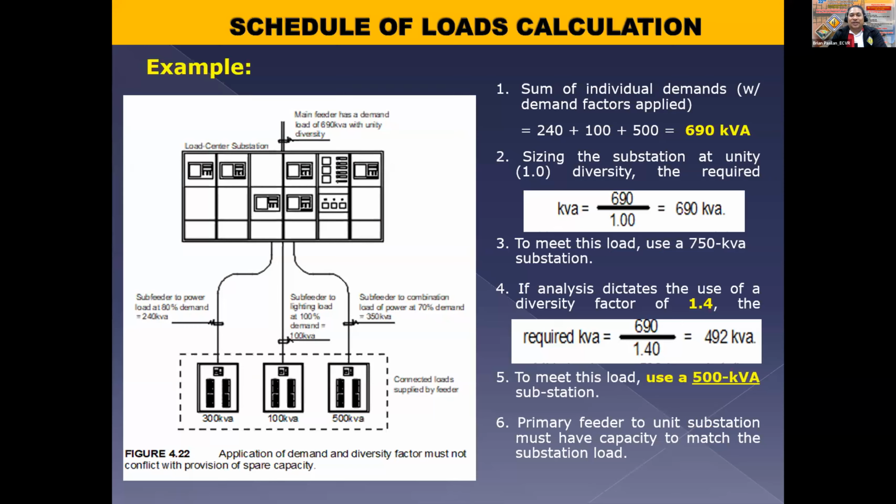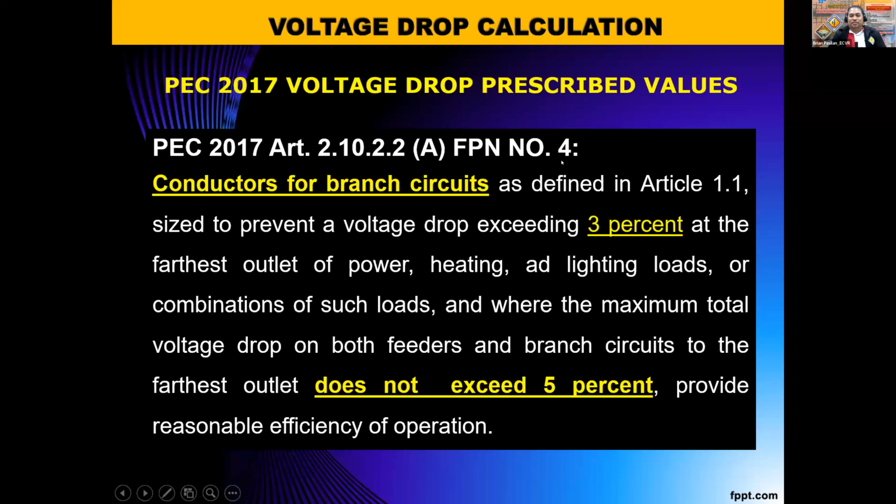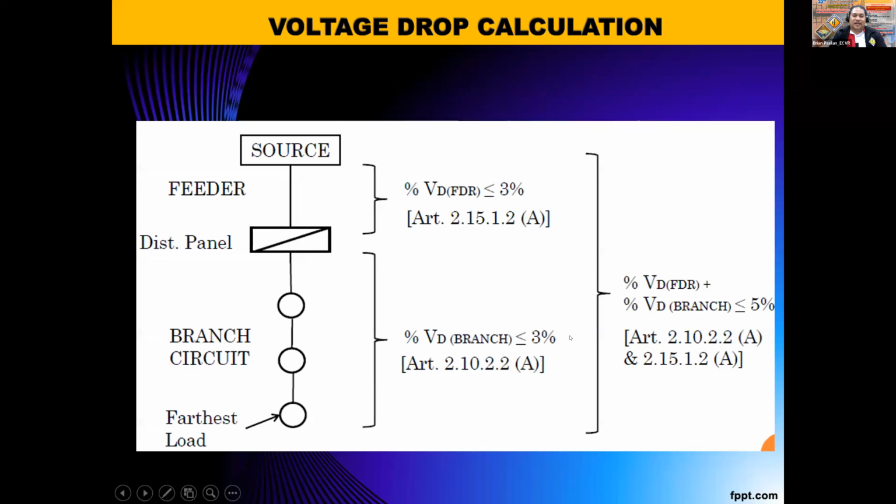So, we're done with our schedule of loads calculation. Then, for voltage drop, so just to be brief lang, as per Article 2.10.2.2 of PEC 2017, no? Requirement natin to prevent a voltage drop exceeding 3% at the farthest outlet. So dapat we need to limit the voltage drop to 3% from the panel board to the farthest outlet, and then totally from the source to the farthest outlet shall not exceed 5%. So, to illustrate that, ito yung voltage drop limitations natin.